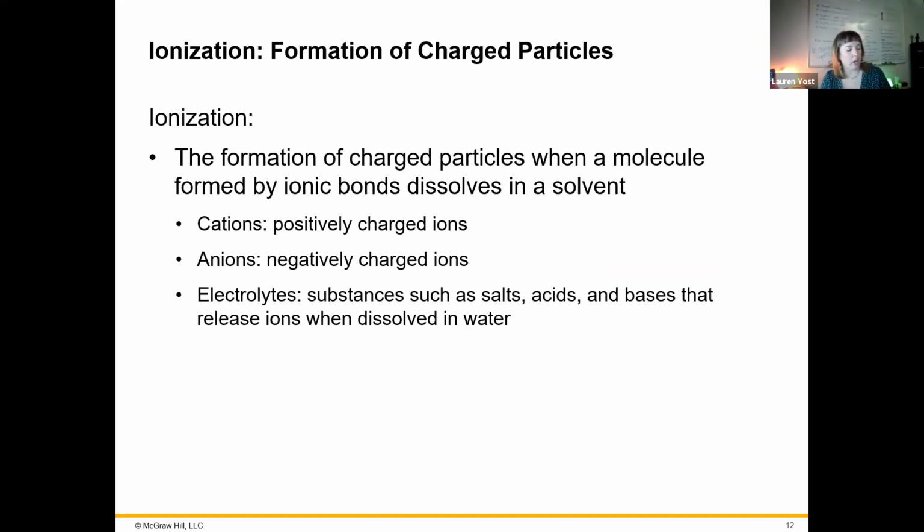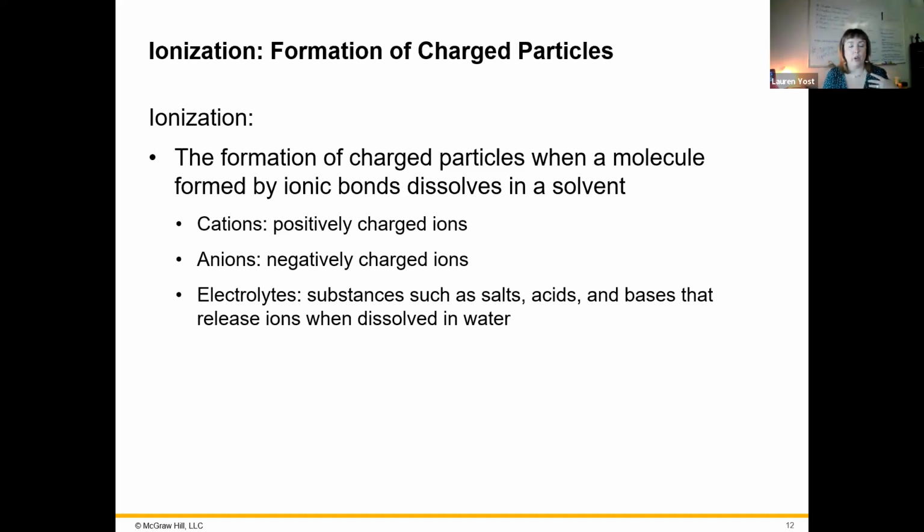So if we put our two ionically bonded atoms or molecules into a solution, a solvent, in this case, let's think of it as being water, because that's the most commonly used solvent here. Then those two ions will disassociate from one another, and form an ionized solution.